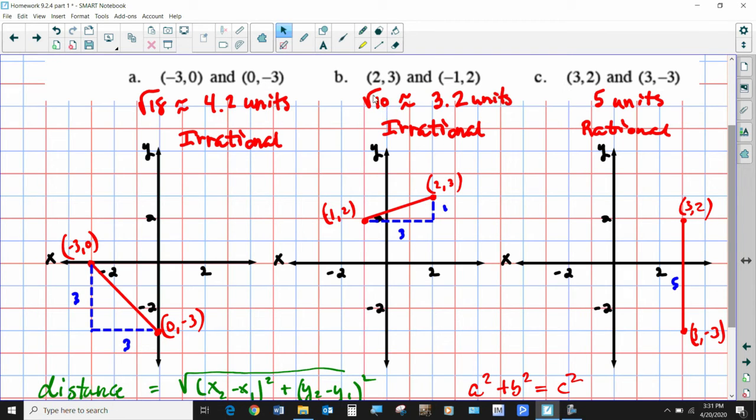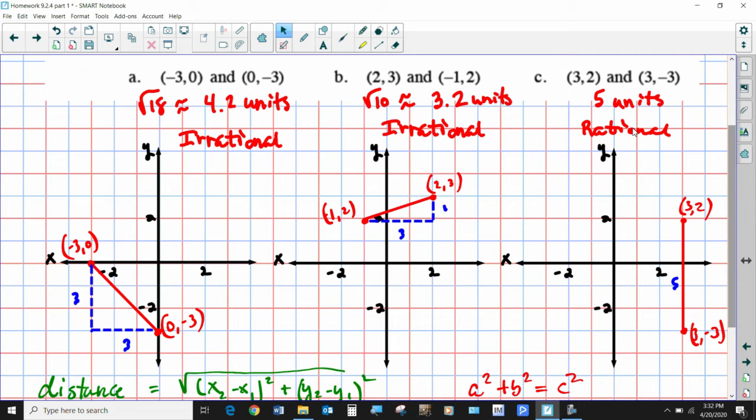1 plus 9 is 10, so the square root of 10 is about 3.2. That's an irrational number. This is the only example where we didn't have to create an imaginary right triangle, because we can measure the distance from 3, 2 to 3, negative 3. It's 1, 2, 3, 4, 5 units.